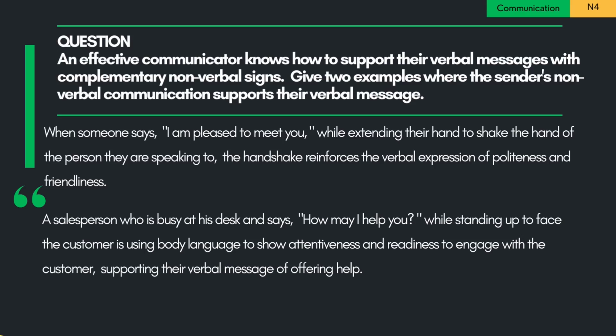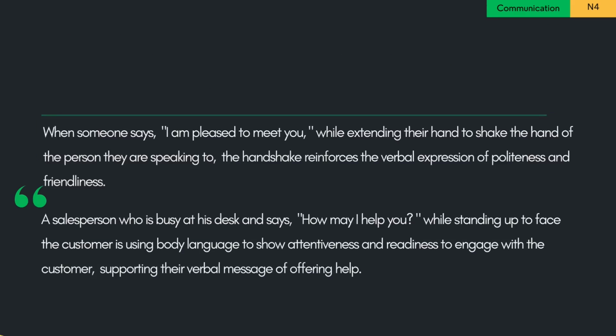2. A salesperson who is busy at his desk and says, "How may I help you?" while standing up to face the customer, is using body language to show attentiveness and readiness to engage with the customer, supporting their verbal message of offering help.